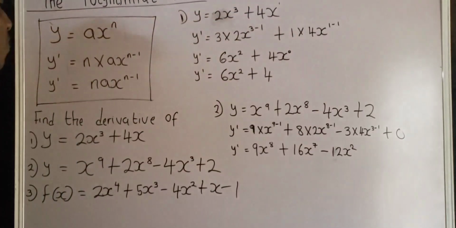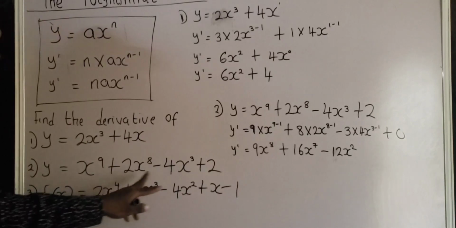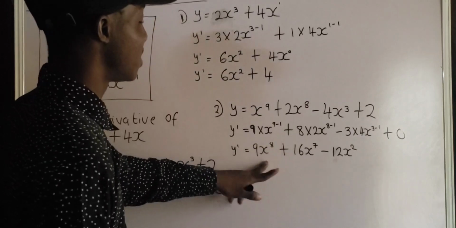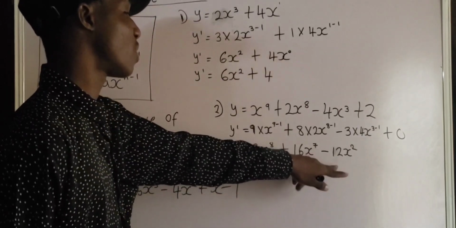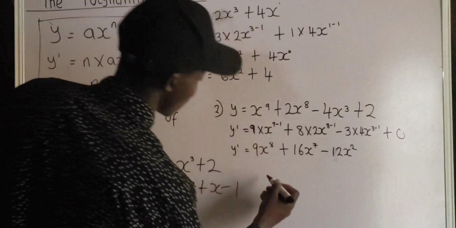So the derivative of y is equal to x raised to the power of 9 plus 2x raised to the power of 8 minus 4x raised to the power of 3 is what? 9x raised to the power of 8, 16x raised to the power of 7, minus 12x raised to the power of 2. Now let us solve the third question.